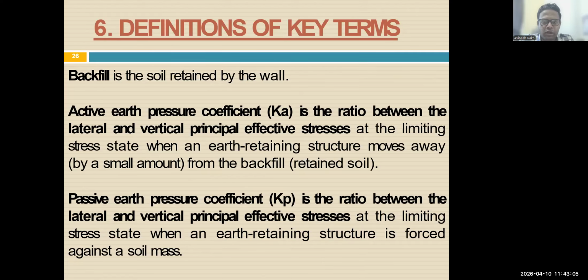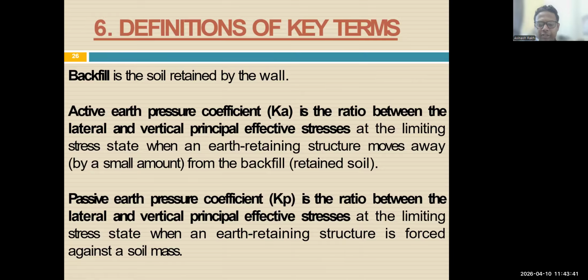Now there are some more important definitions required for understanding the concept of earth pressure. Firstly, backfill. Backfill is the soil retained by the wall; the soil which is retained by the retaining wall is the backfill. Then the active earth pressure coefficient Ka is the ratio between lateral and vertical principal effective stress at the limit stress state where an earth retaining structure moves away by a small amount from the backfill, and along with that, passive pressure.